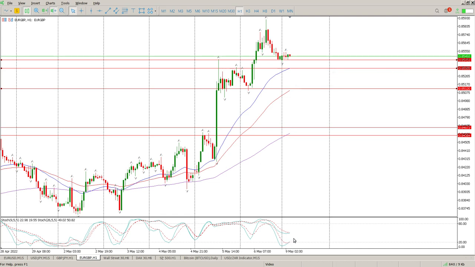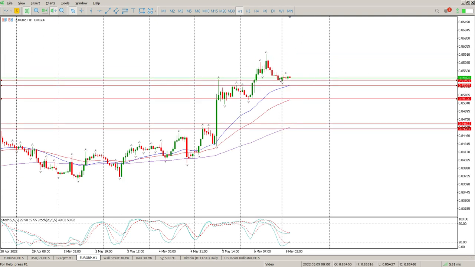Look at your oscillators at the moment. Nice divergence here. Bit of a crossover happening. I think what you're looking at here is nice move up, flag break, and you're looking for a continuation to the upside. So pay attention to this area. That's why I'm saying London breakout strategy.